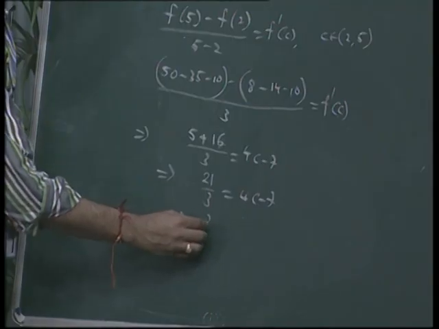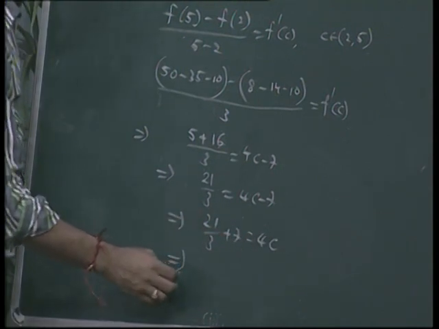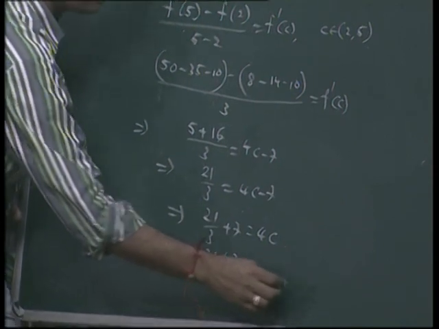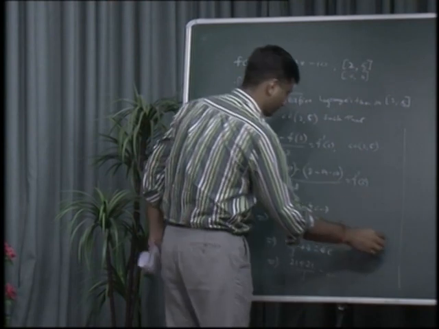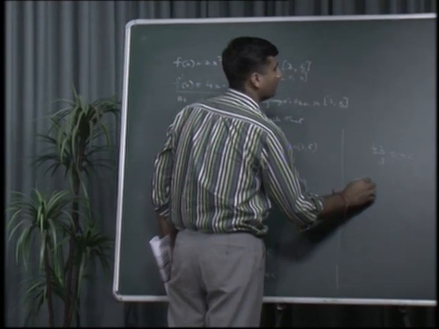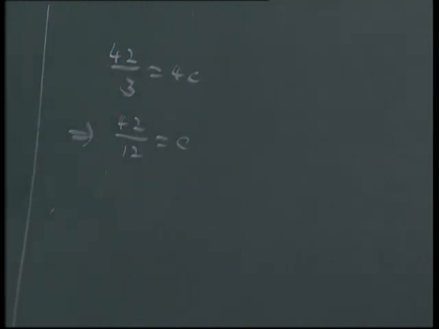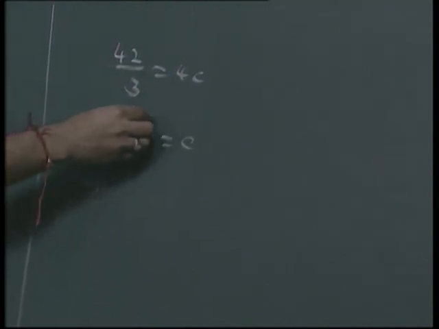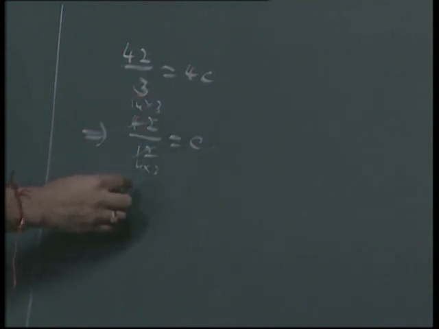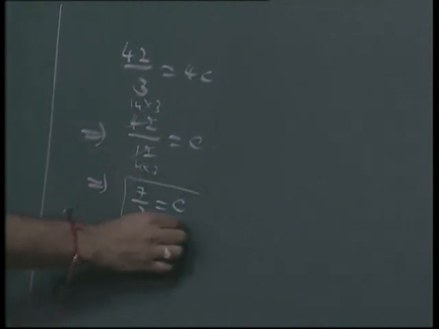So this will be 21 by 3 plus 7 equal to 4c. So this is nothing but 21 plus 21 by 3 equal to 4c. So it would be 42 by 3 equal to 4c. So we'll get 42 by 12 equal to c. So this is 4 threes are, and here we have 14 threes are. So this is nothing but 7 by 2. The value of c will be finally 7 by 2.